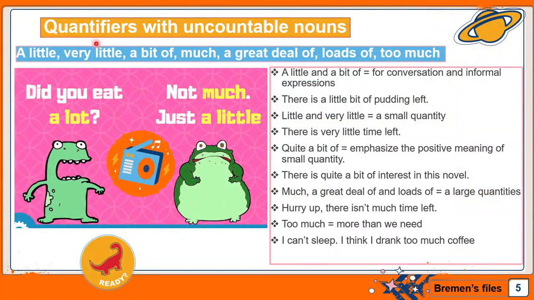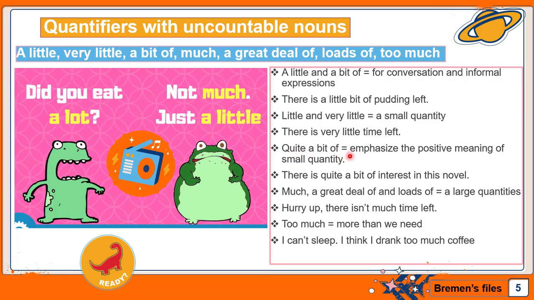What is the next one? It is number 3, quantifiers with uncountable nouns. A little, very little, a bit of, much, a great deal of, loads of, and too much. We discuss one by one. A little and a bit of are for conversation and informal expressions. There is a little bit of pudding left. The next one, little and very little, the meaning is a small quantity, right? There is very little time left.